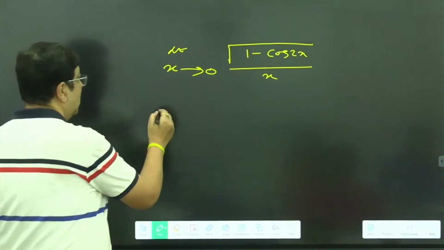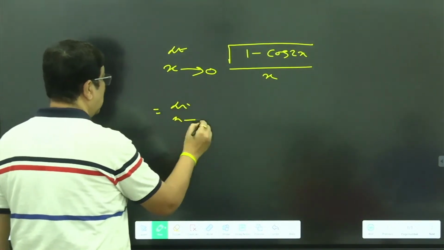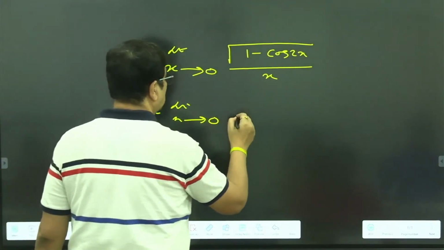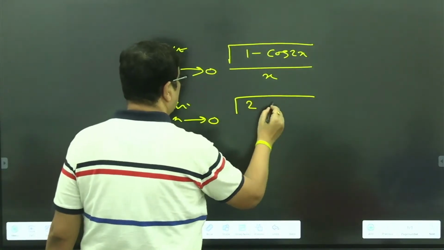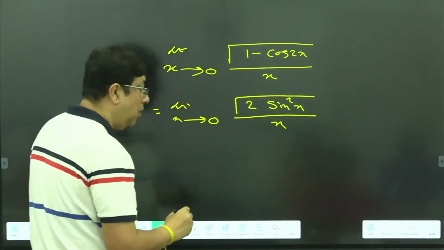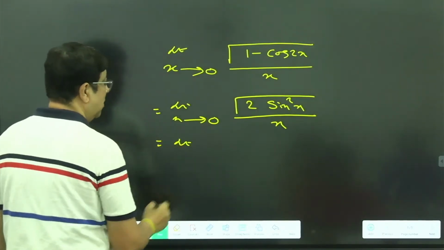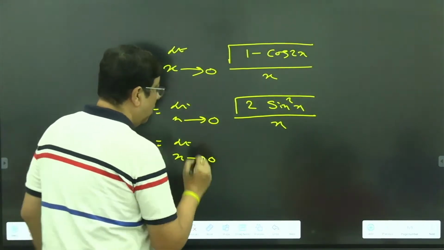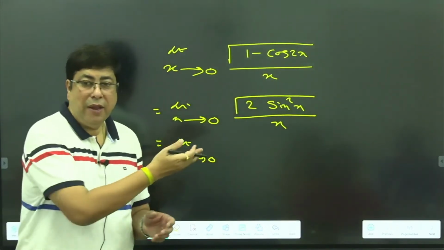See this. In this case, limit x tends to 0, 1 minus cos 2x is 2 sin square x, that is root over of 2 sin square x by x. Everybody see this. Regularly this type of questions are coming in examination. Limit x tends to 0. Anyone can tell, anyone will come and write the next stage?